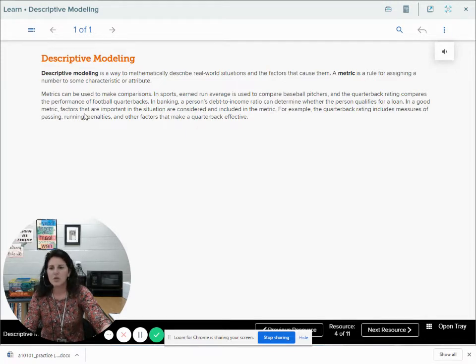In a good metric, factors that are important in the situation are considered and included in the metric. For example, the quarterback rating includes measures of passing, running, penalties, and other factors that would make a quarterback effective.